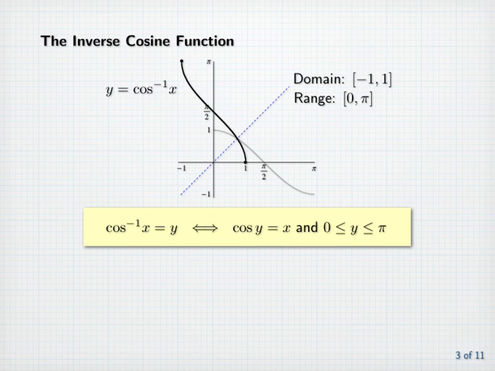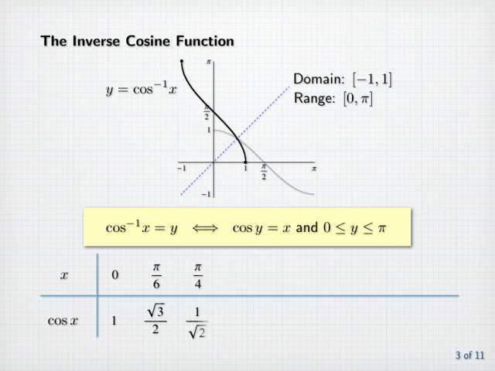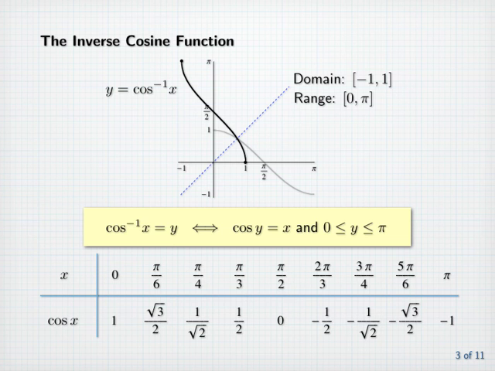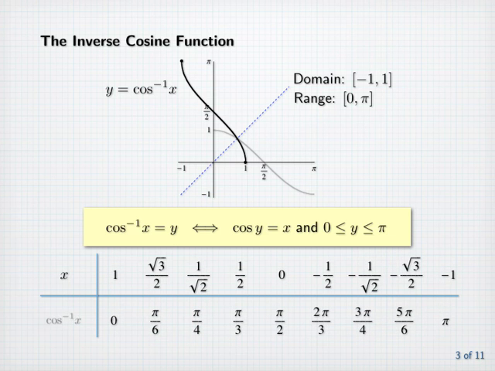Now let's recall the standard exact values of the cosine function for first and second quadrant angles. Cosine of 0 is 1, cosine of pi over 6 is root 3 over 2, and so forth. Now if we reverse these pairs, we have a table of values of inverse cosine.